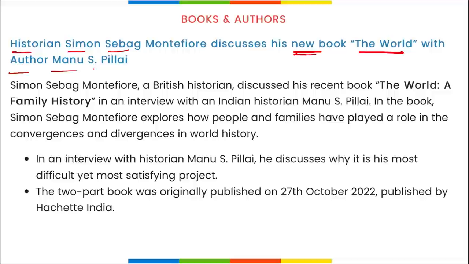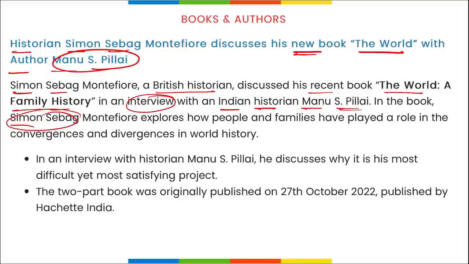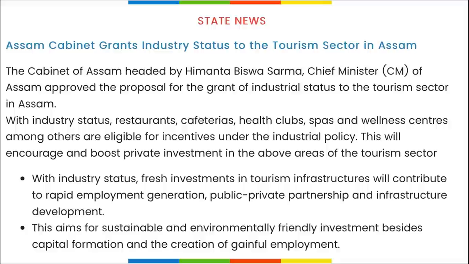I repeat, Simon Sebag, a British historian, discussed his recent book, The World: A Family History, in an interview with Indian historian Manu S. Pillai. In this book, Simon Sebag has explored how people and families have played a role in the convergence and divergence in world history. Alright, so coming back, The World: A Family History, this book has been authored by whom? By historian Simon Sebag. Next.